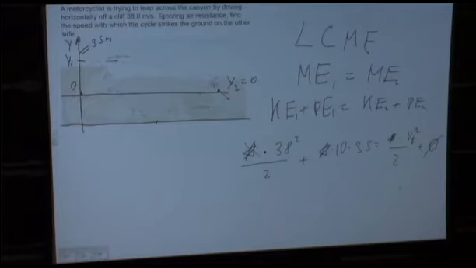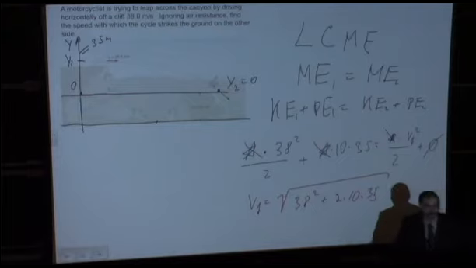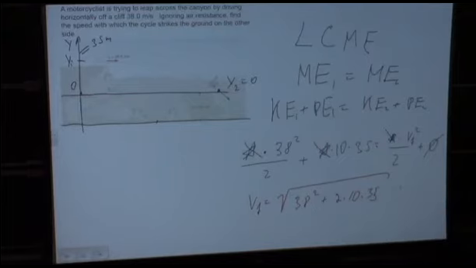We can see that the mass gets canceled. And the final speed turns out to be equal to the square root of 38 squared plus 2 times 10 times 35. And this solution gives the answer much faster than all other solutions. Thank you very much.